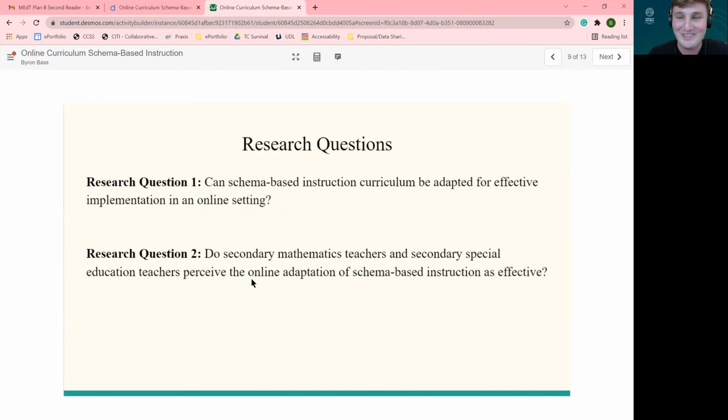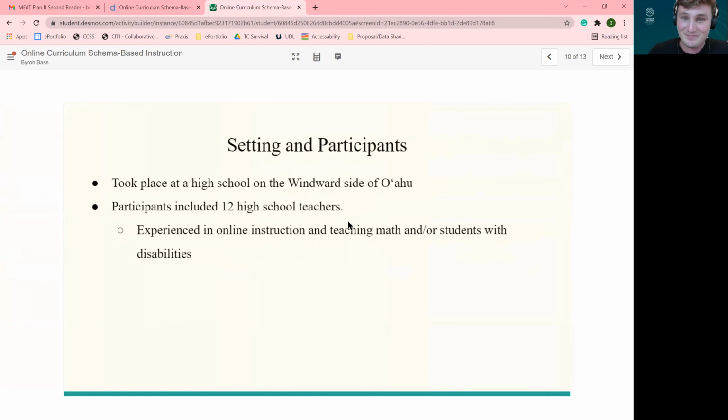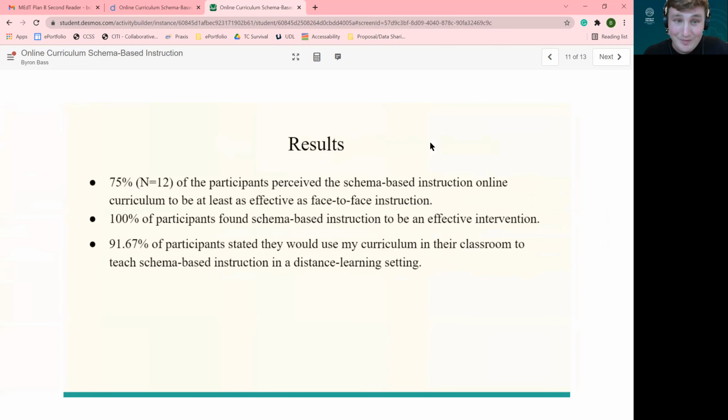These were my research questions for my project. I wanted to know if schema-based instruction could be adapted in an online setting effectively. And I also wanted to know if secondary math and special ed teachers perceived it as effective. So that was just relevant to my Plan B paper, right? And this took place on the windward side of Oahu, and I showed it to 12 teachers. And these are the results in case you're curious. This is what I had to do for my Plan B project.